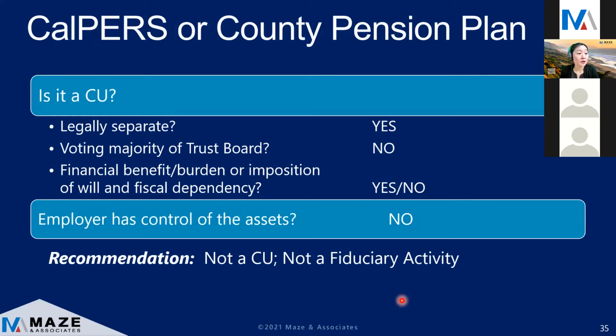Then if your plan is with CalPERS or the county pension plan, it is not a component unit because you have no control of the assets and you don't have voting majority of the trust board. So it's not considered fiduciary activity. Keep in mind, you still have to report it under your current GASBs, but just for GASB 84, it's not considered fiduciary activity. Okay.